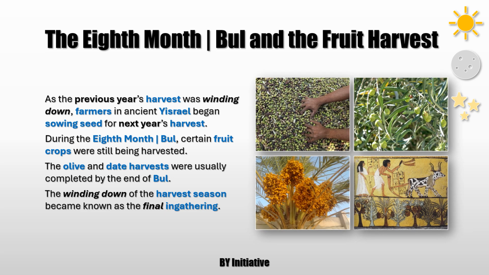As the previous year's harvest was winding down, farmers in ancient Israel began sowing seed for next year's harvest, and this continued in the 8th month. During the 8th month, certain fruit crops were still being harvested. Olives and dates were still being harvested, usually completed by the end of Bul, or the 8th month, and the winding down of the harvest season became known as the final ingathering.